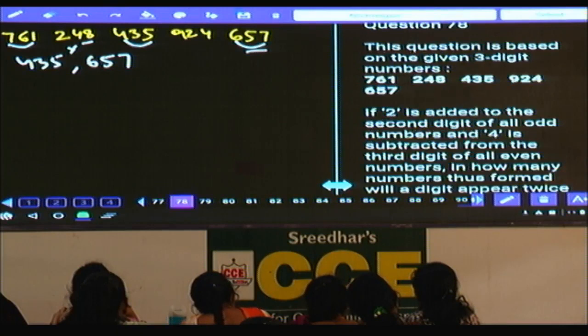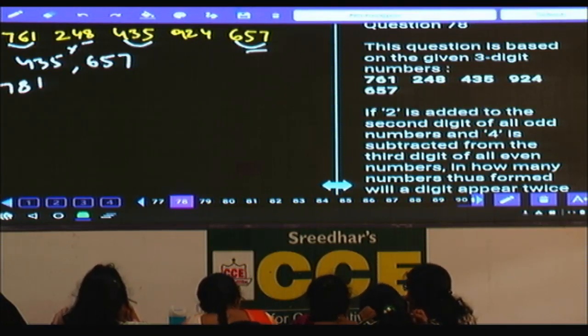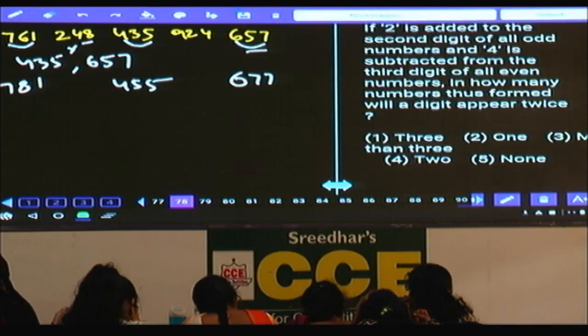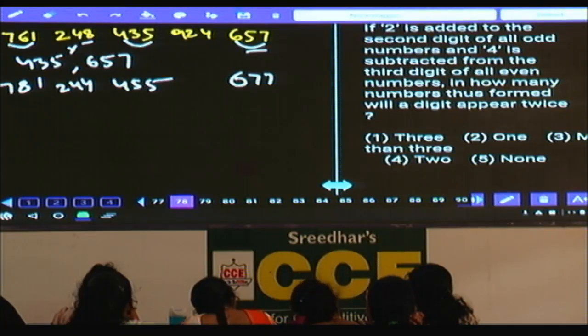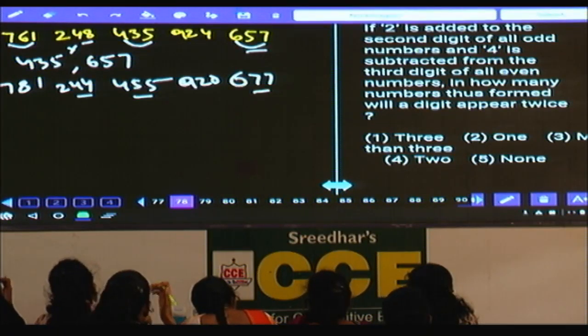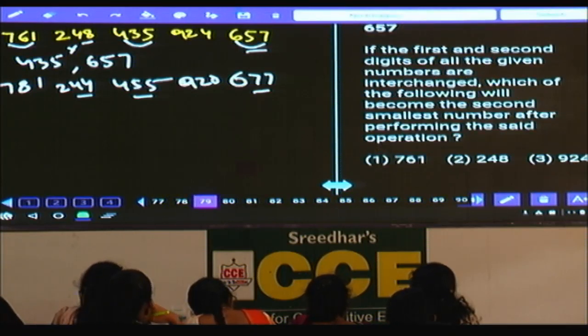Then 78, 2 is added to the second digit of all the odd numbers. Odd numbers, 2 is added to the second digit, this will be 781. And next one, this will be 455. And this will be 677. And next one, 4 is subtracted from the third digit of all the even numbers. And 4 is subtracted, this will be 244 and this will be 920. Then how many numbers thus found will have a digit appearing twice? Now here 4 appears twice, 5 appears twice, 7 appears twice. Hence in 3 of the numbers, a digit appeared twice, choice 1.